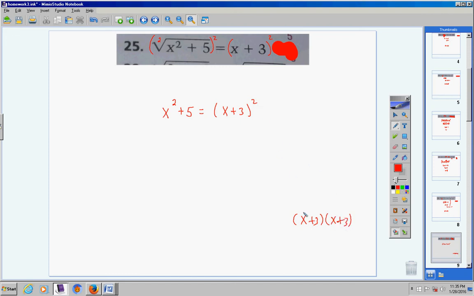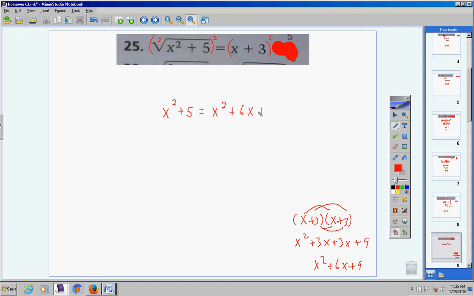Now take your x and multiply it through. x times x. x times 3. Now take your 3 and multiply it through. 3 times x. 3 times 3. So you get x squared plus 6x plus 9. 3x plus 3x is 6x. So now, instead of this, I have x squared plus 6x plus 9.